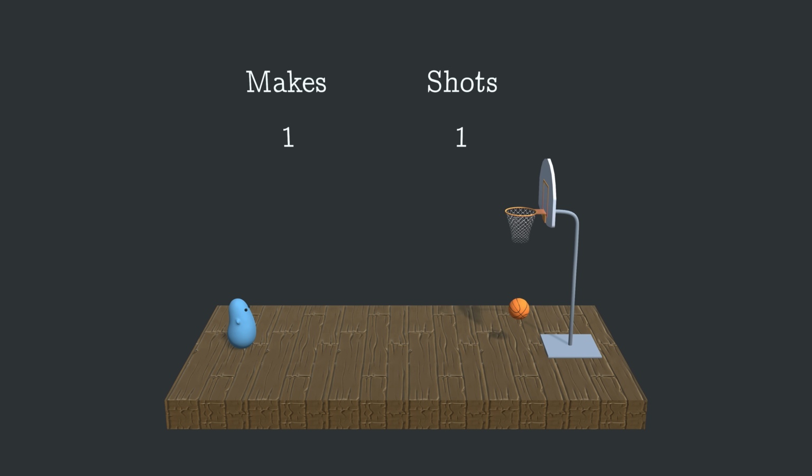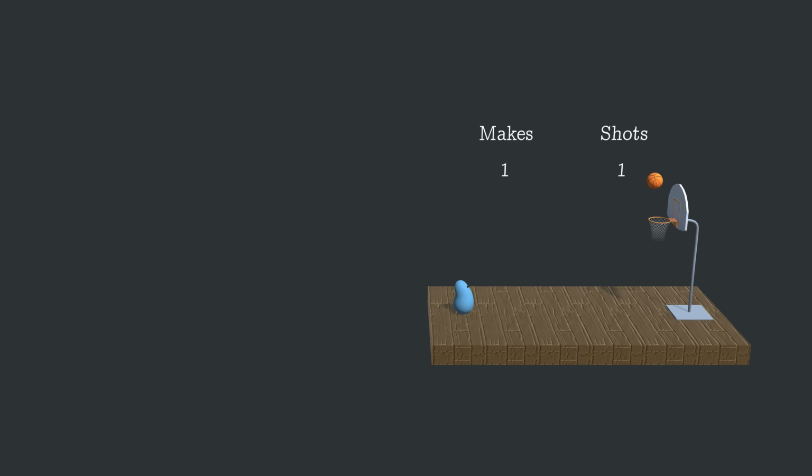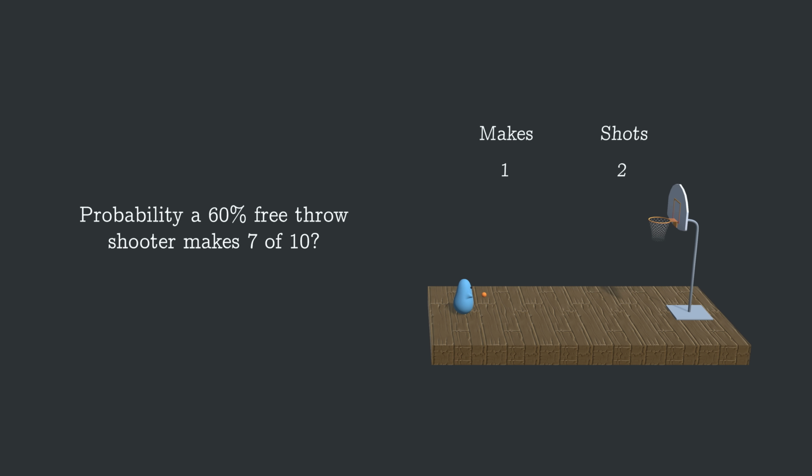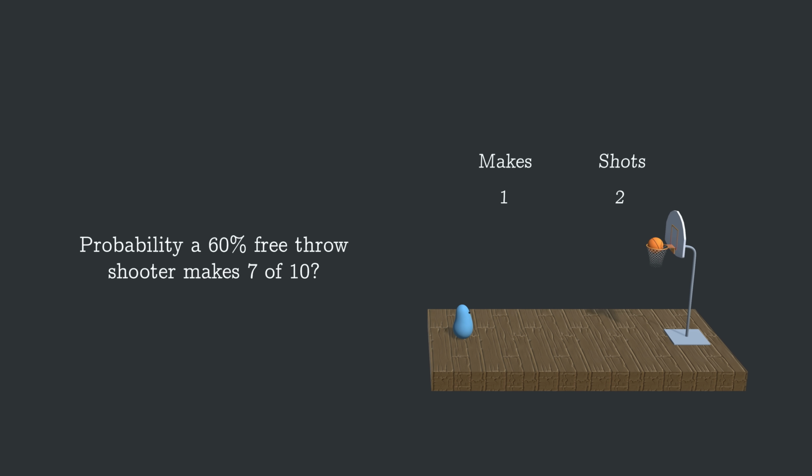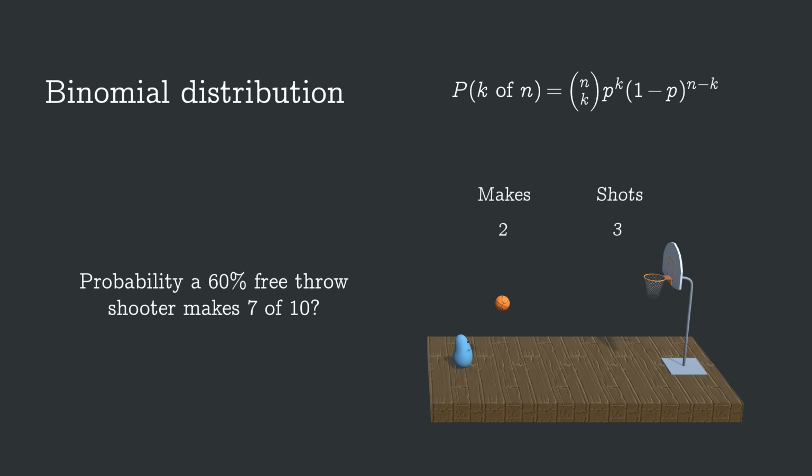If a 60% free throw shooter takes 10 shots, what is the probability that it makes exactly 7 of them? To answer questions like that, we can use this formula for the binomial distribution.